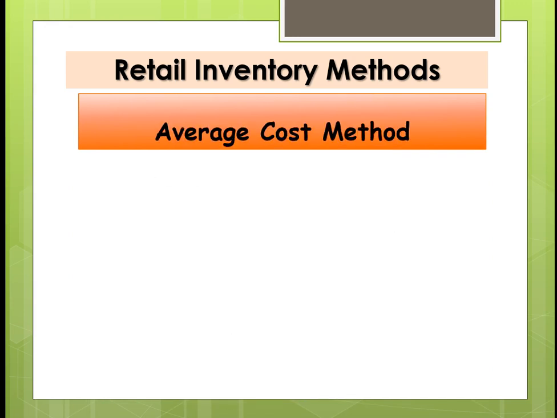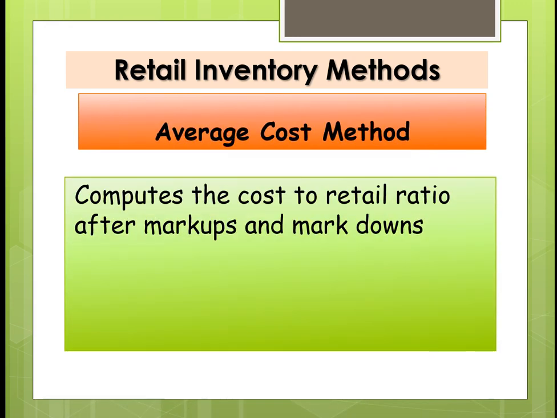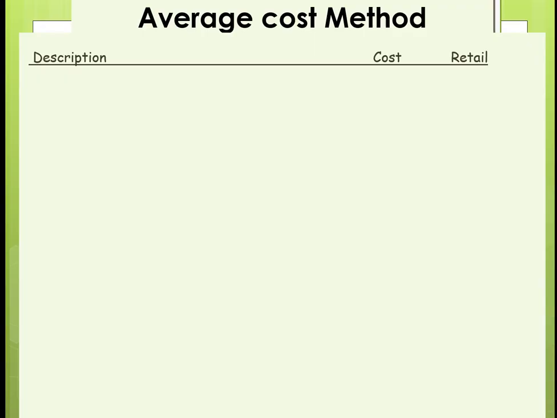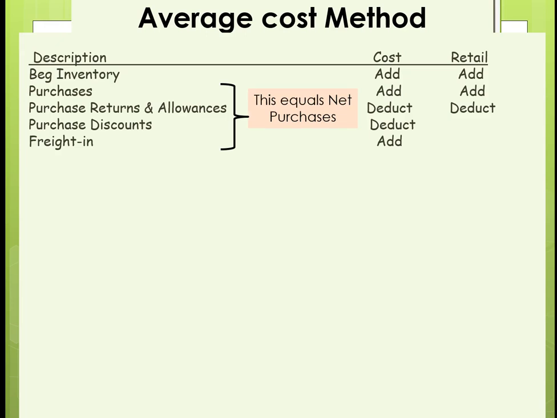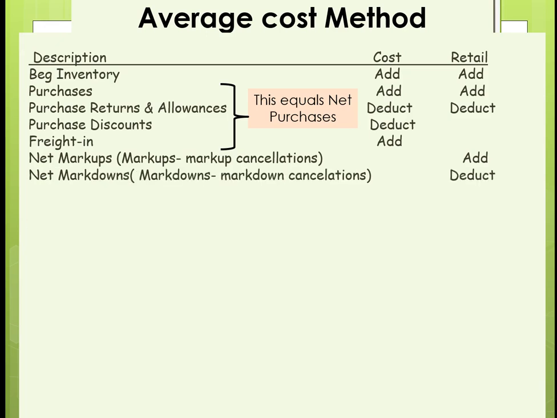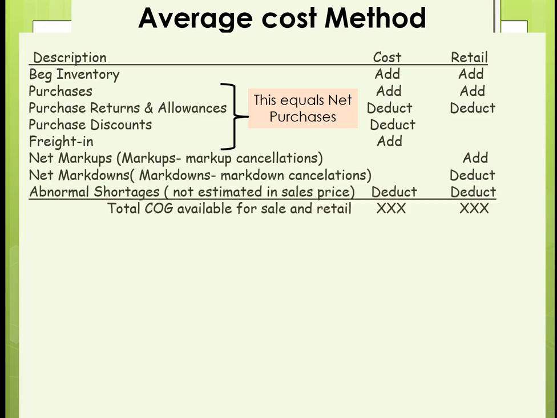Retail inventory using average cost. We compute the cost to retail ratio after markups and markdowns. So let's take a look at the formula. This is the one you probably should print out when you're doing it. Okay, the average cost method. You're going to add in your beginning inventory, your purchases. You're going to subtract your returns and discounts. You're going to add in your freight in, and this is also known as net purchases. We're then going to add in net markups and deduct net markdowns.